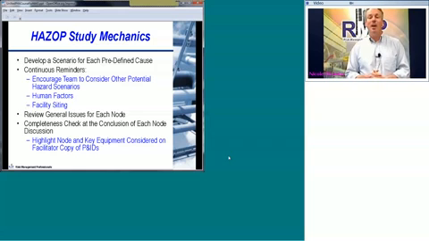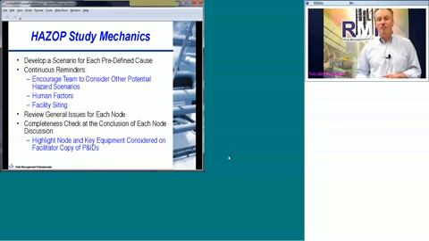Facility siting is another one that's very much associated with physical layout, so I always want the team to be thinking about those kind of things. Reviewing general issues for each node, there's usually a list of things that I want them to be thinking about, and I'll provide periodic reminders of that. And at the conclusion of each node, I'll do a completeness check. Basically, I'll have a set of drawings that I haven't pre-noted and haven't put my personal notes on, and I'll check off that we've covered the key components and highlight the node at that time, just as a completeness check and to make sure that we've done a good job.